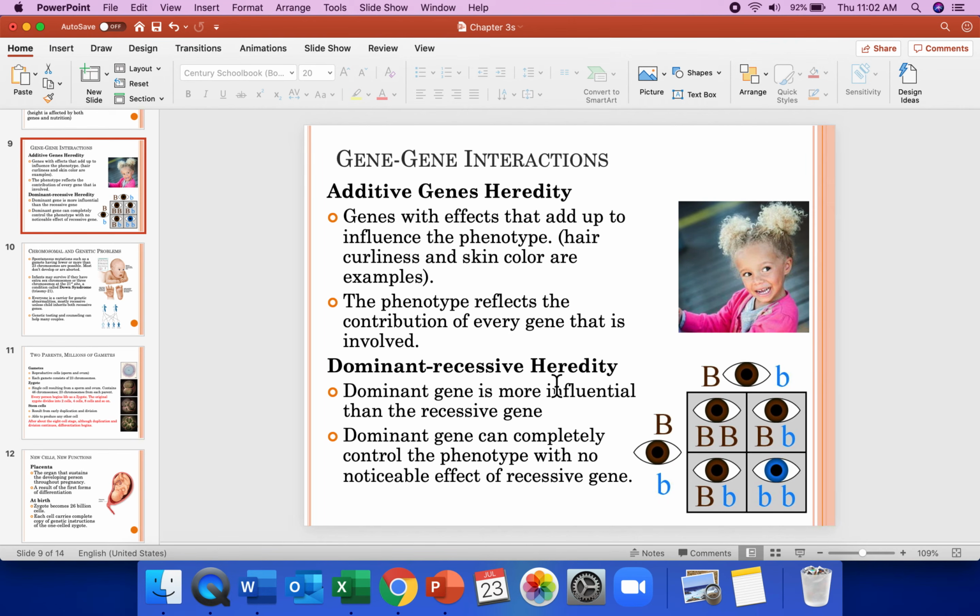The other way that genes interact with each other is through what we call dominant recessive heredity. And this is the one that usually they teach in middle school or in high school when you took your biology 101. You learned about the Mendel rules, and you did your Punnett square, and you tried to figure out, a mom with blue eyes or brown eyes and a dad with blue eyes or brown eyes, and what kind of children they might have. So this is where we talk about this interaction of dominant recessive.